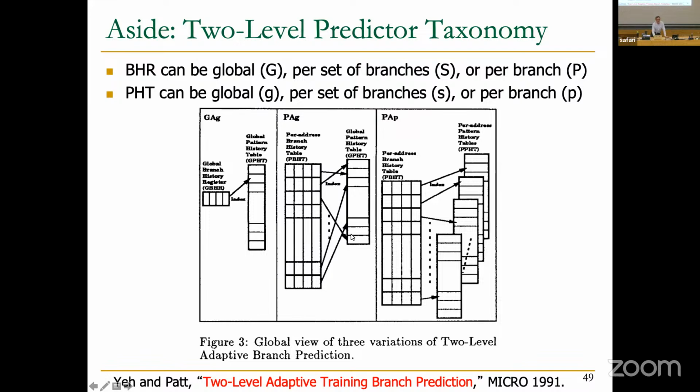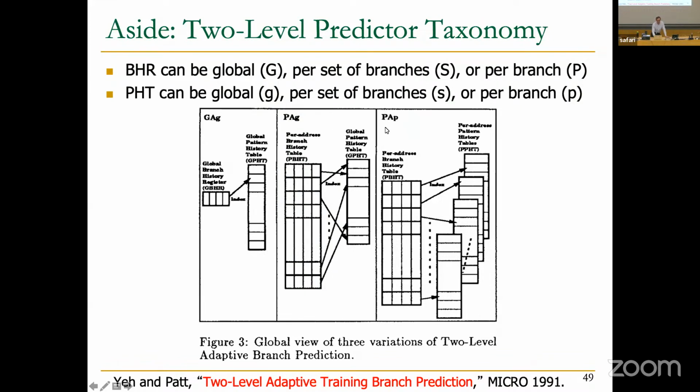You may question, why does this make sense? Does this not make sense? Well, if you have hardware costs in mind, this may make sense, right? But logically, this may not make a lot of sense because you're trying to distinguish the local history of the branches, and you index into the same table across different branches, right? So logically, this is not necessarily great.